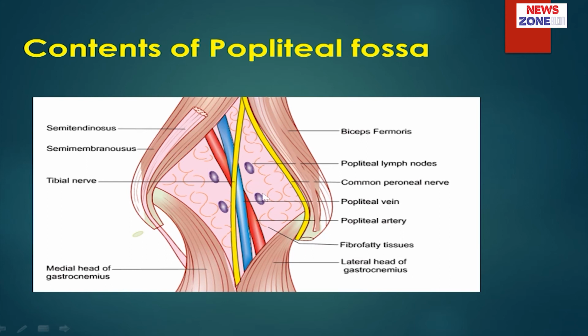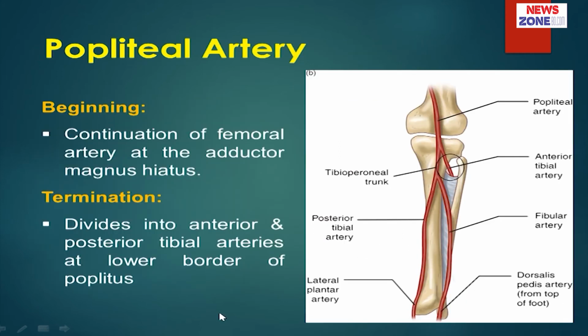These are the popliteal lymph nodes, and these are supported by fibrofatty tissue over here. Now, the popliteal artery. The popliteal artery begins as a continuation of the femoral artery at the adductor magnus hiatus. It terminates by dividing into the anterior and the posterior tibial artery at the lower border of the popliteus muscle.